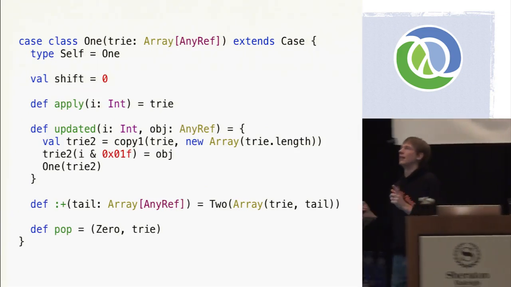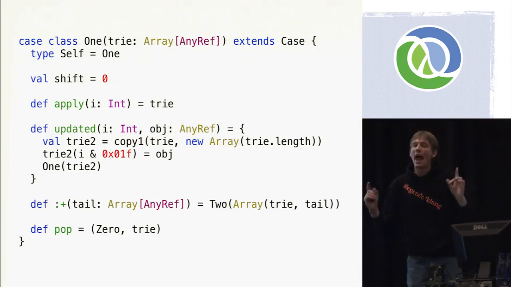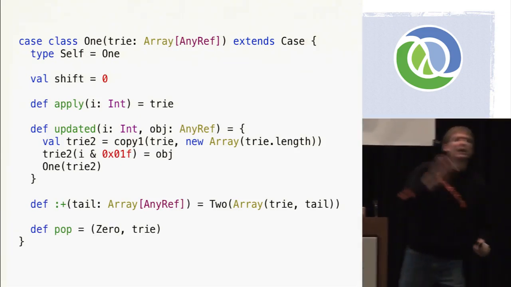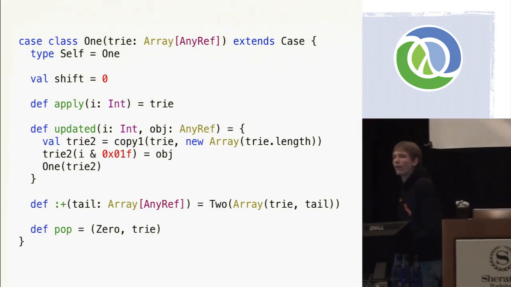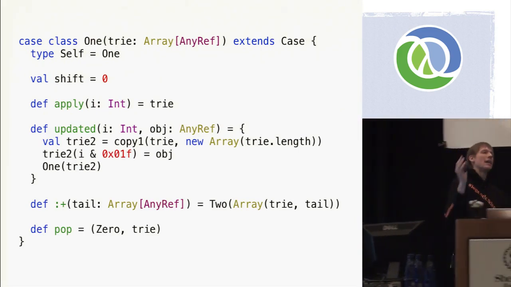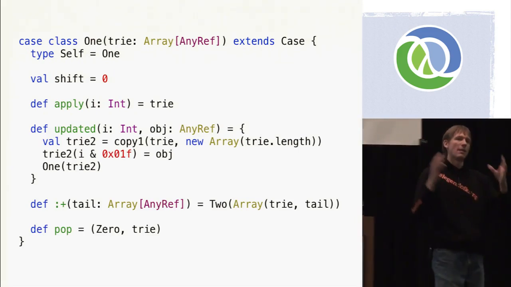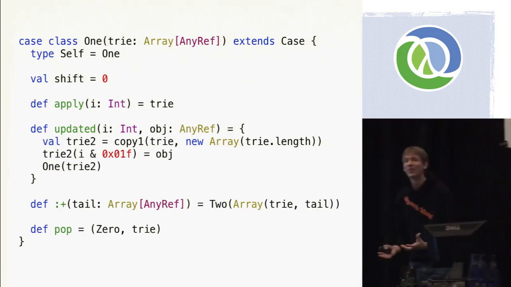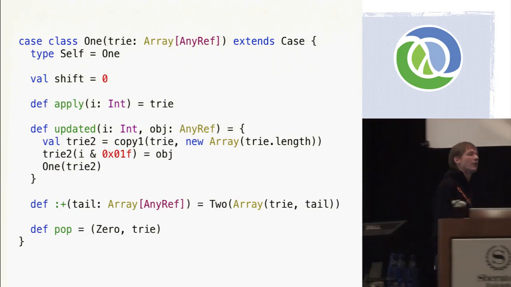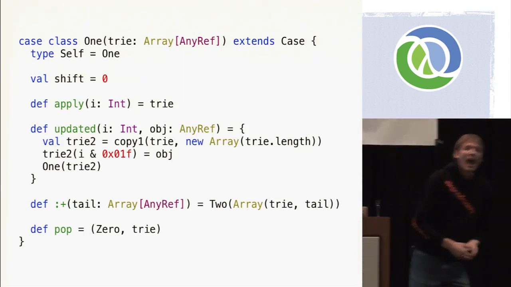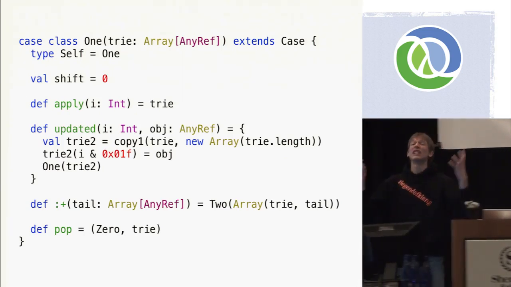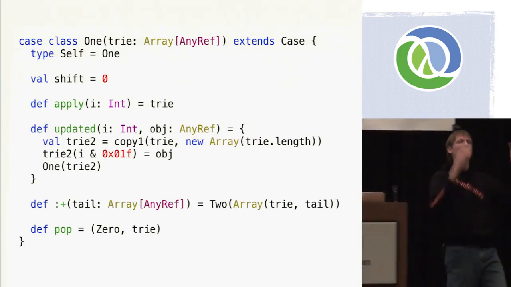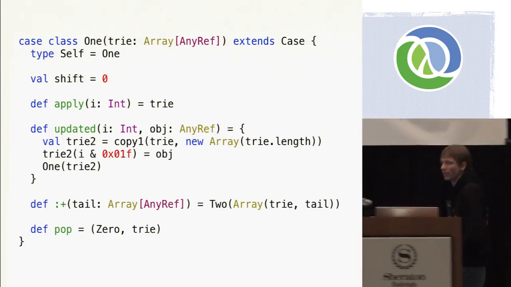So accessing, in total, any element in the trie requires at most 7 array dereferences and 14 bit operations, bit shift and bit mask. And that's all we have to do. 14 bit operations and 7 array dereferences, and the performance is ridiculous. This is a crazy, crazy fast data structure.